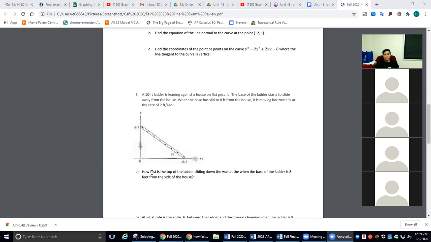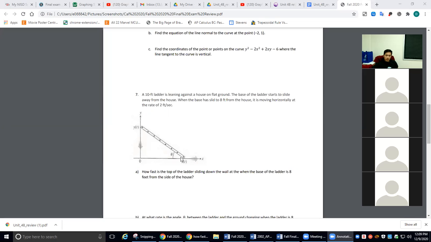So it's asking how fast is the top of the ladder sliding down the wall when the base of the ladder is 8 feet from the side of the house. So this is 8 feet from the side of the house. It's moving at 2 feet per second horizontally. So that's in the X direction. It wants to know how fast it's dropping in the Y direction.